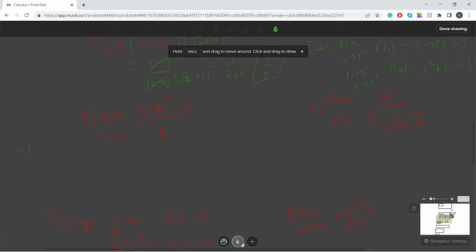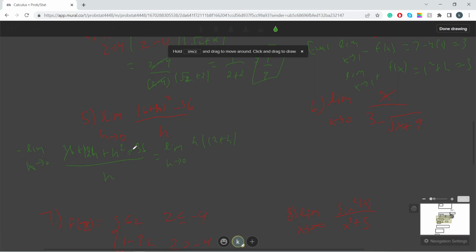So this is going to be equal to the limit as h approaches 0 of 36 plus 12h plus h squared minus 36 all over h. All right, so now what can we do here, right? Well, we can cross out the 36 right here. And we see that we have a 12h plus h squared over h, right? So we see that h is a common factor in both the numerator and denominator. So this is going to be equal to the limit as h approaches 0 of h times (12 plus h).